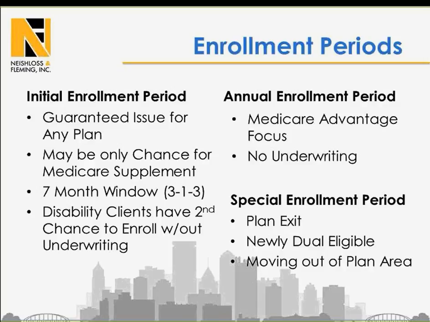Now, special enrollment periods. This is where there's a lot of confusion this time of year because we have plan exit going on. So there's a lot to do with, for instance, in Virginia, United Healthcare is actually moving out of a couple of counties. In North Carolina, Humana is leaving a couple of counties. Texas, there's a lot of movement there as well.